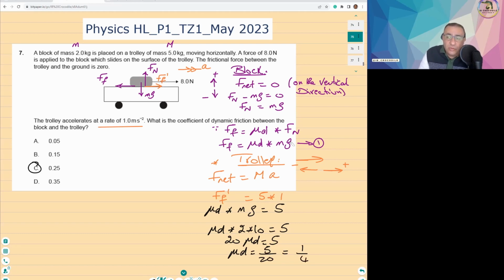So the answer to this question is C. The bottom line is, wherever the acceleration is applied, this is where you apply Newton's second law.